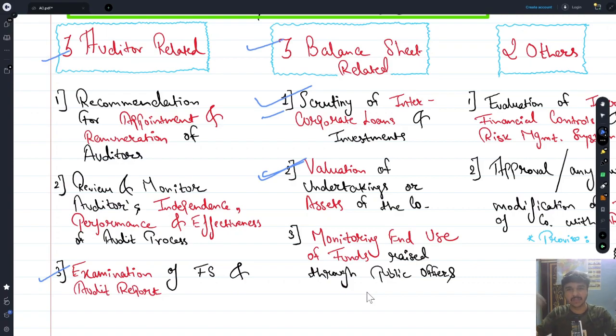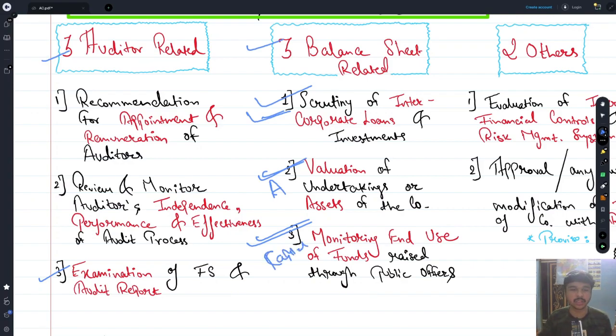That is, if you have raised funds through IPO, if you have raised funds through FPO, so the funds are coming. Now you're going to utilize these funds. You're going to buy assets, or you're going to lend, or you're going to use it in your business. Obviously, that is basically buying assets. So monitoring the end use of the funds raised through public offers. So 3 balance sheet related. Done. One is liabilities related. You can also remember this, like this is liabilities related, this is asset related, and this is capital related. You can roughly remember this like this.